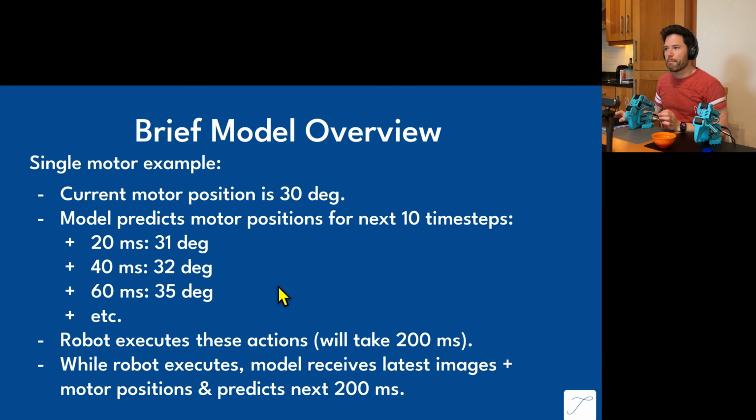Let me just give a quick example numerically. For example, if we had a 1 motor robot, of course here it's 6, but perhaps the current motor position might be 30 degrees, and the next prediction would be 31 degrees in 20 milliseconds, then 32, then 35, and you'd have 10 of these chunks. The robot will then execute those, so the PID controller will try to achieve those motor positions. And by the time 200 milliseconds have elapsed, which would be the time for 10, 20 millisecond chunks, we would have hopefully computed the next chunk, and so the robot can continue to roll out.